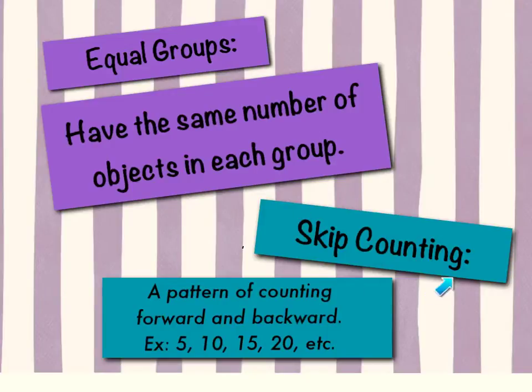Skip counting is the other important word we need to know. Skip counting is just a pattern of counting forward and backward. You already know how to skip count. 5, 10, 15, 20, 25, 30, 35, 40. We know all the songs. We can do all of that. 2, 4, 6, 8, 10. Counting by threes, counting by fours. The best way for you to move into multiplication is to be able to skip count quickly, so work on your skip counting at home.